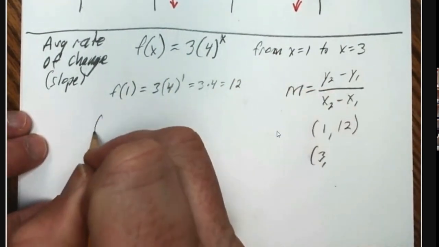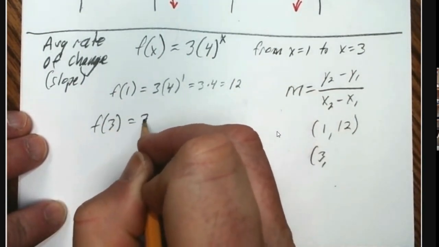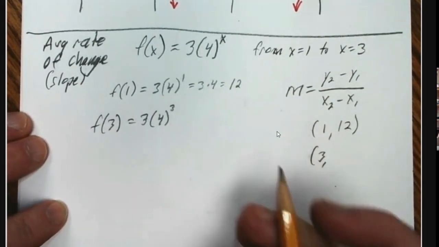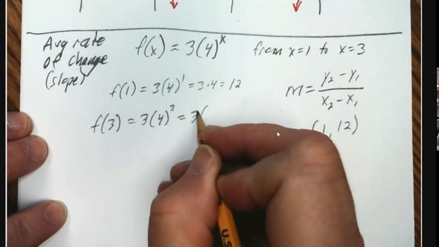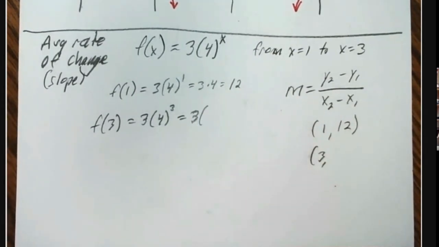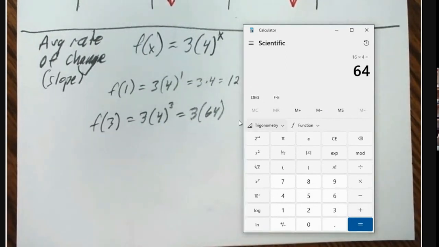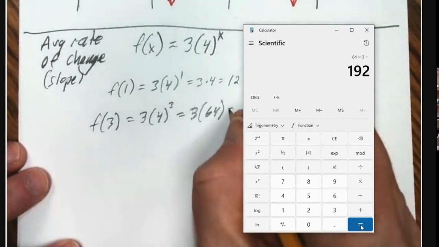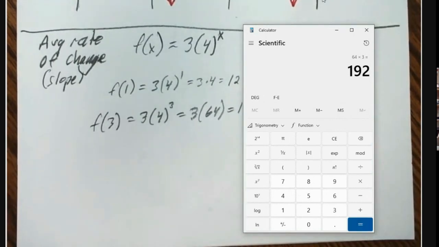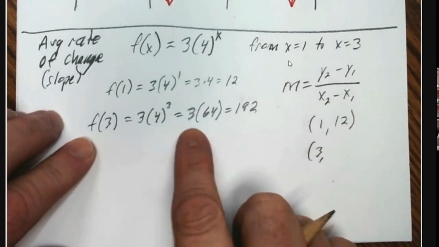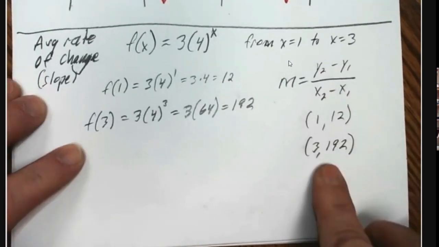How about when it's 3? Okay, so when x is 3, now it's 3 times 4 to the third power. Well, you probably know that in your head, hopefully. But we'll go ahead and do it in the calculator just so everybody can see that. So there's 4 to the first power. When I multiply it by 4, that's 4 squared. When I multiply that times 4, that's 4 to the third power. So it's 64. And 3 times 64, if you don't know it, is 192. Okay, let's get rid of the calculator. So when x is 3, the equation equals 192. So there's our 2 points.